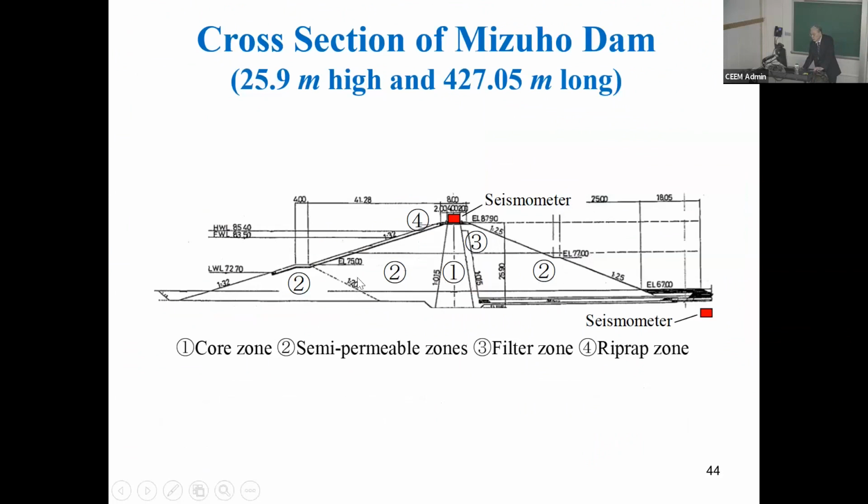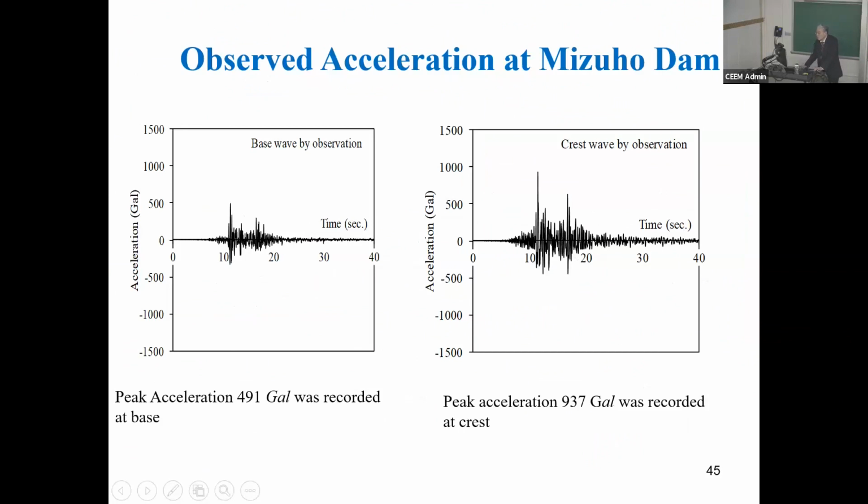This is the core zone number 2, semi-permeable, and the filter zone and the rockfill. Acceleration at the Mizuho Dam, this one at the base. Peak acceleration 937 gal recorded at crest.